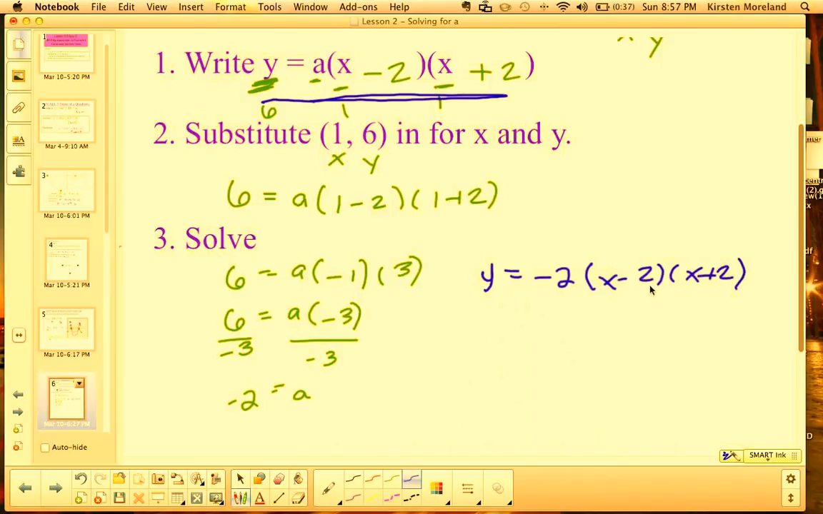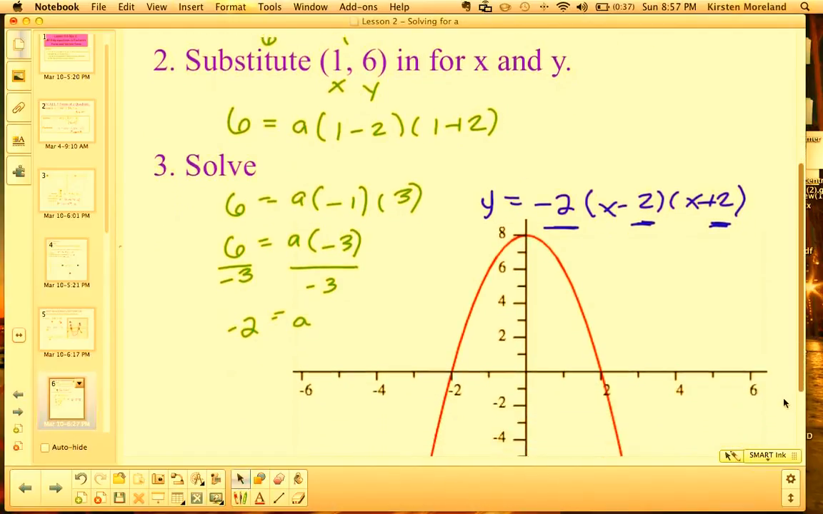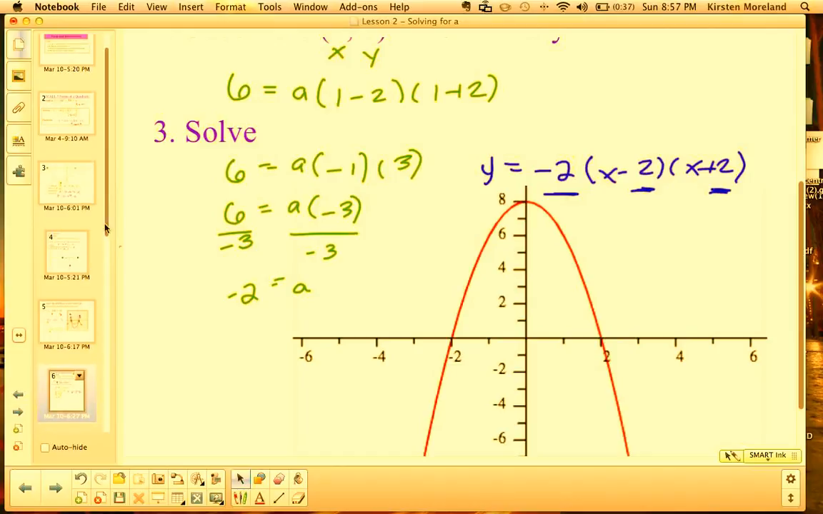y equals, now I know a is negative 2, so I have negative 2 times (x minus 2)(x plus 2). Now what this says to me is I have a root at positive 2 and a root at negative 2. And I also have a stretch factor of negative 2, which means it's going to open down, and that 2 is going to make it a little bit narrower than our standard graph. So here's what the graph would look like. I already have it in here. Again, roots at negative 2 and 2 are zeros. It's opening down, and it's a little bit narrower than a normal parabola.